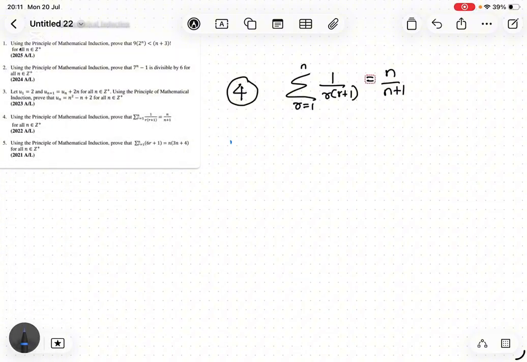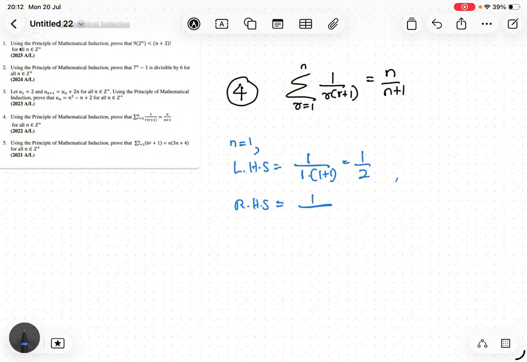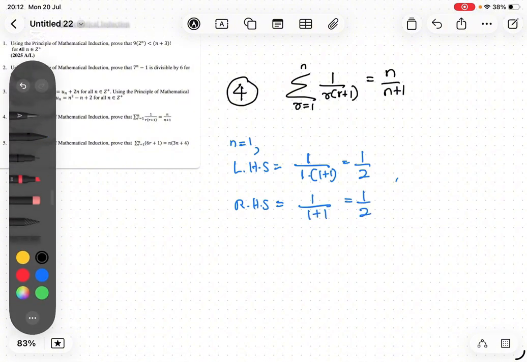You take the case n equals to 1. When n equals to 1, take the left hand side of this equation. Alright, that means you have to consider the first term of this series. So here r equals 1 to n, so 1 to 1 means we have to consider the first term. There we get 1 over 1 plus 1. So the answer is 1 over 2. How about the right hand side? When n equals to 1, 1 over 1 plus 1, that is also 1 over 2. So can you see that the left hand side is equal to the right hand side?